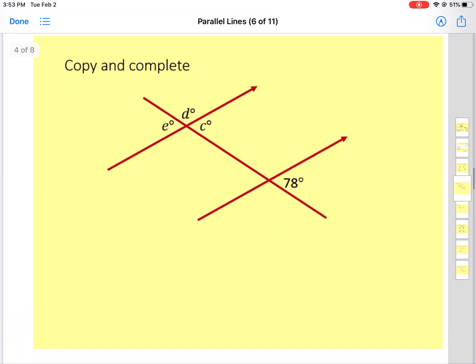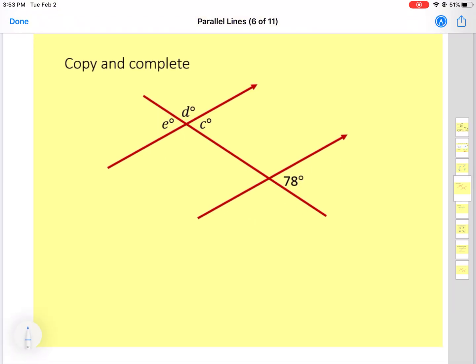So to do that for this diagram, we can see that the two lines that I've put dots at the end, they are parallel, which means they are the ones that are going to form the F shape. Immediately, I can spot an F with those two. The 78 and the C are contained within that F, so C has to be 78.